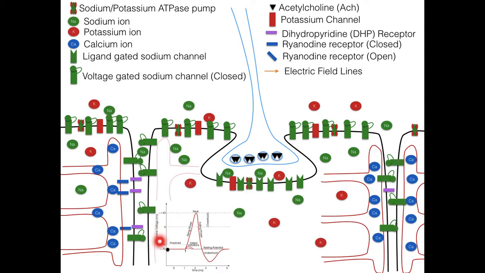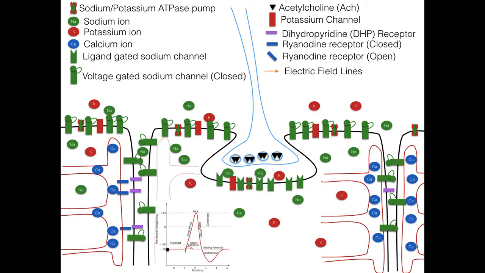Now this thing down here is a little graph of the electrical potential of the membrane. Just to remind you, electrical potential means how much charge separation there is. Basically, how much charge difference is there between the outside of the cell and the inside of the cell? It measures the strength and direction of the electrical field.